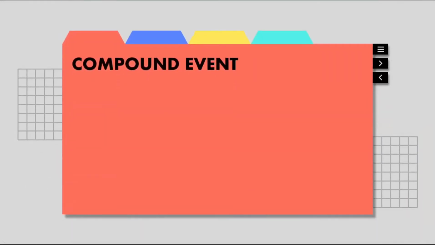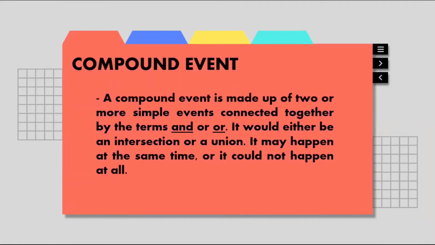So, what is a compound event? A compound event is made up of two or more simple events connected together by the terms "and" or "or". It would either be an intersection or a union. It may happen at the same time or it may not at all.